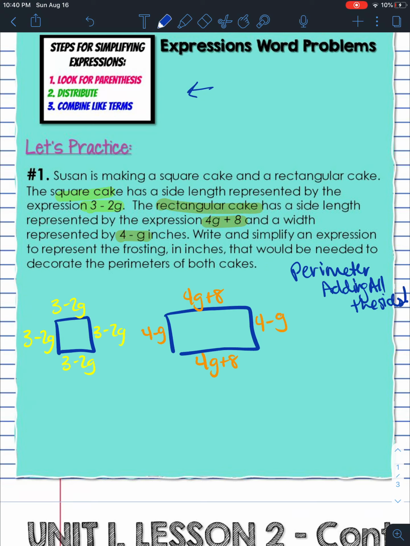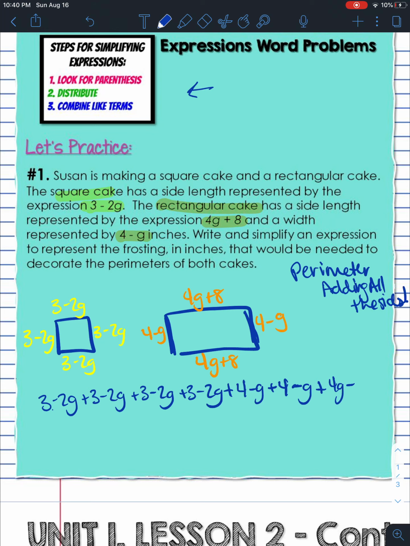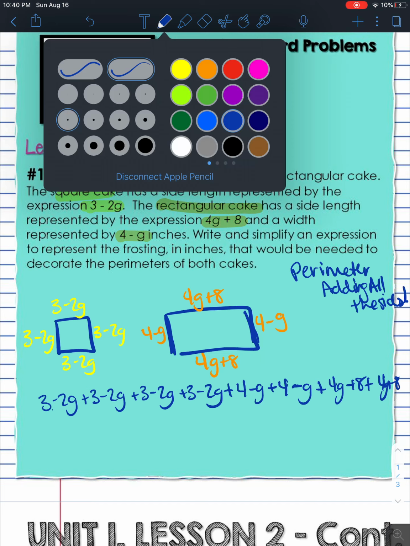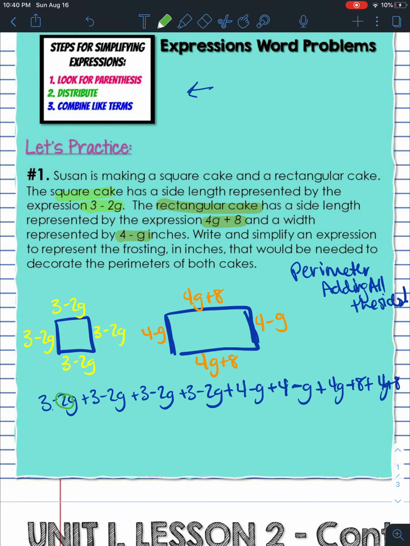Okay, so I'm going to start with my square cake. I have 3 minus 2g plus 3 minus 2g plus 3 minus 2g plus 3 minus 2g. So I have 1, 2, 3, 4 sides. Plus my rectangle cake is 4 minus g plus 4 minus g. That covers this side here and this side here. Then I'm going to do plus 4g plus 8 plus 4g plus 8. And now I'm looking for my like terms.